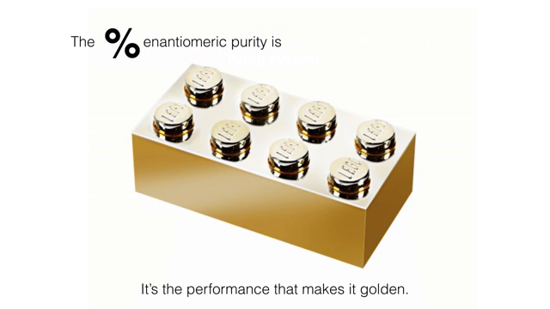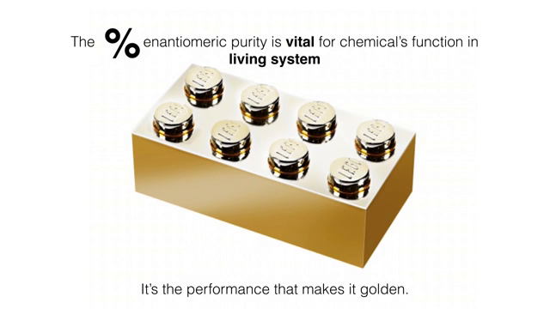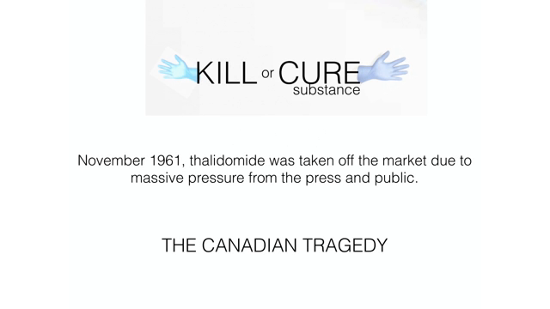The percentage of enantiomeric purity is vital for chemicals' function in the living system, and it's the performance which makes our compounds golden, not only the price. Why vital? Some of you may have heard about the sadly known thalidomide tragedy, which brought a lot of deformed babies to life, and this is why substances can kill or cure.